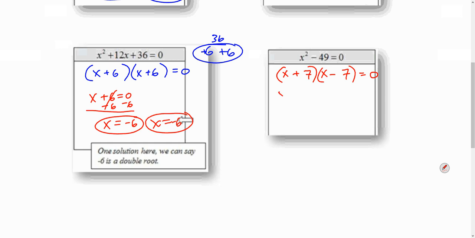So then we can set each one equal to 0. X plus 7 equals 0. X minus 7 equals 0. So I subtract 7 from both sides. So one of them is negative 7. Then I add 7 to both sides. The other answer is positive 7.